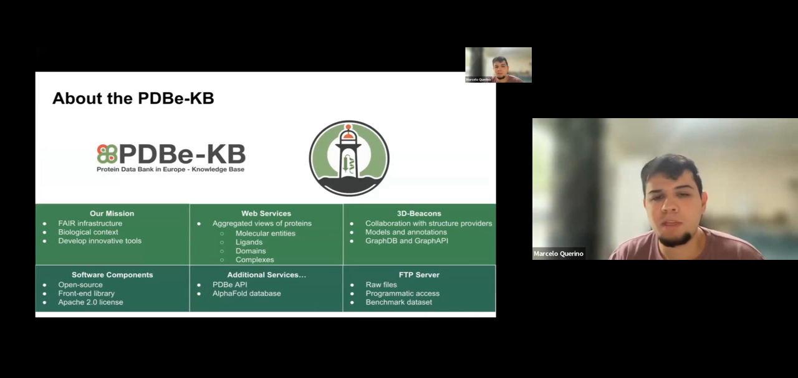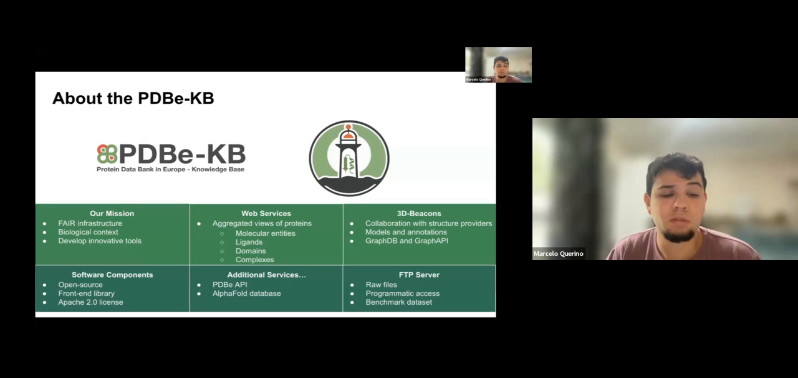To talk more about PDBe-KB, which is our main subject today, as I mentioned, our mission is to provide a FAIR infrastructure, so findable, accessible, interoperable, and reusable data that puts our entries in biological context, and also to develop innovative tools for the scientific community. Our main web service is the aggregated views of proteins, which we'll talk about today, but we also have planned aggregated views for ligands, domains, and complexes. And one of our main projects is 3D-Beacons, which I'll talk more about in the next slide.